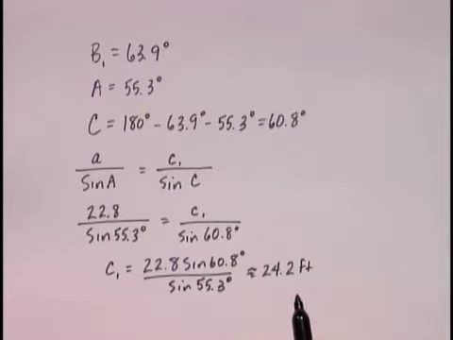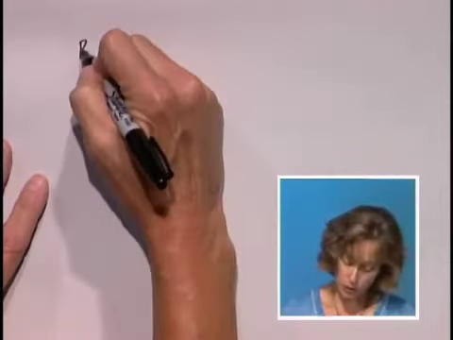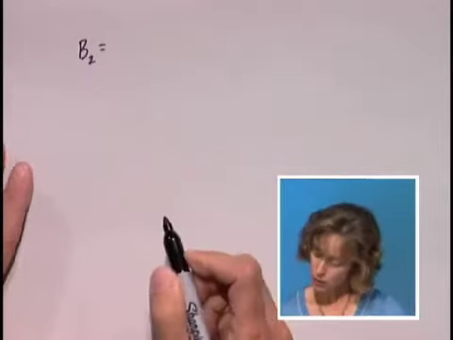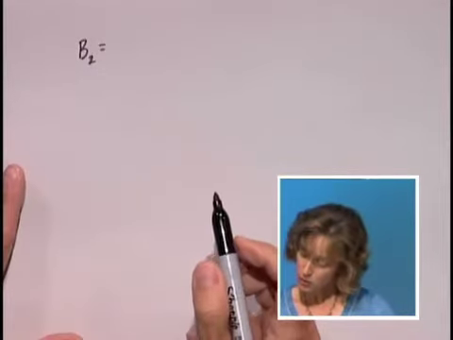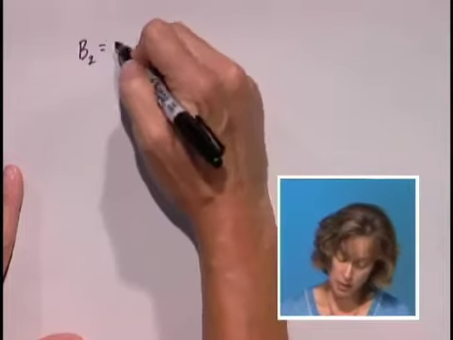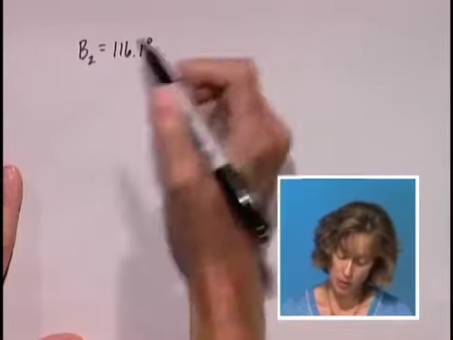We should solve the other by taking our other value of B. If you look back, what we found for B2, we found that B2 was the angle 116.1 degrees.